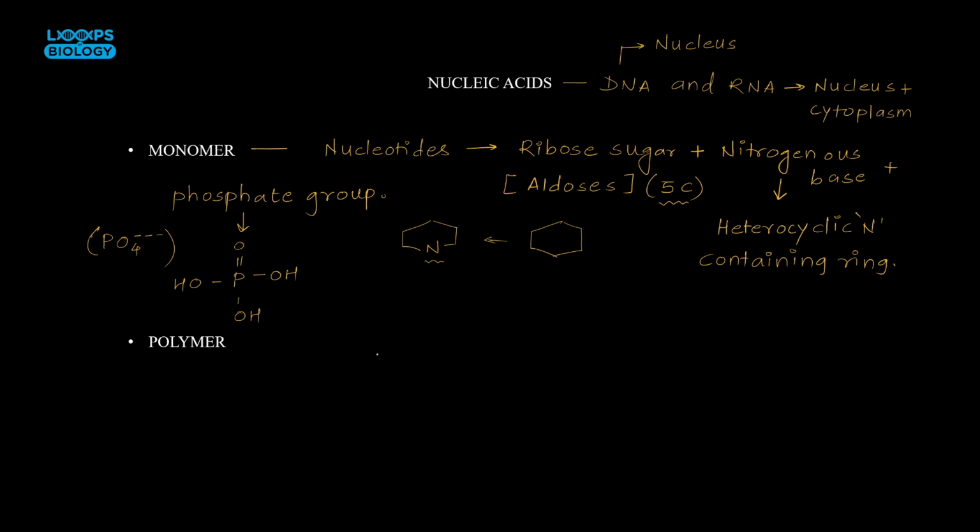In the next part, if we join all these monomers together, then we are going to form your polymer. All monomers are joined together through one bond to form a polymer. Like we saw, in case of carbohydrate it was glycosidic linkage, in case of lipid it was ester linkage, while in case of protein it was peptide bond. Similarly, the polymer of this nucleic acid is known as polynucleotide.